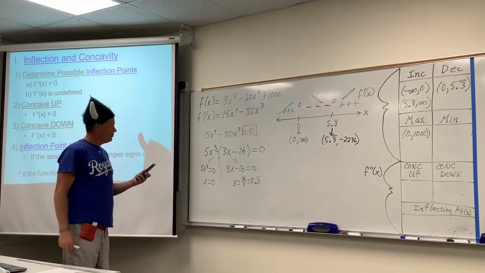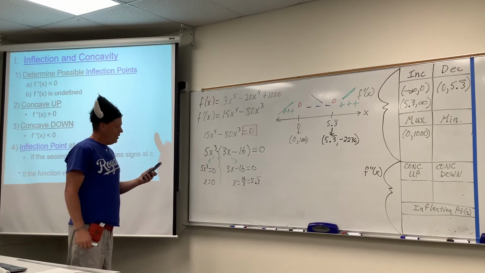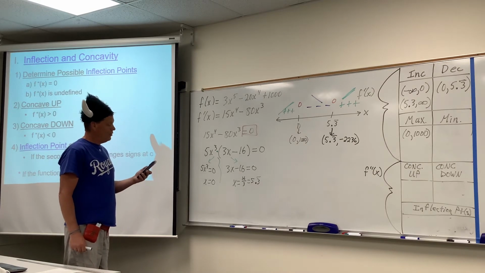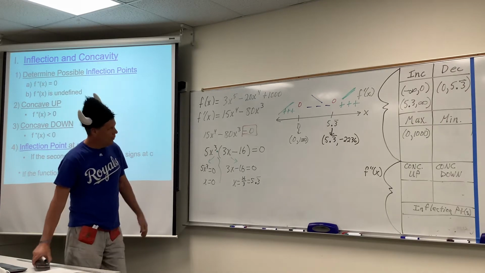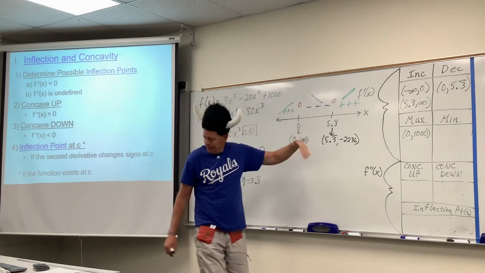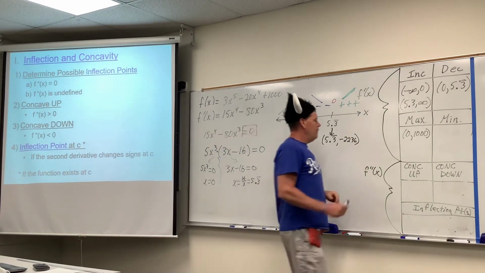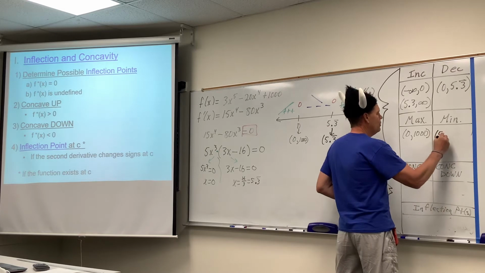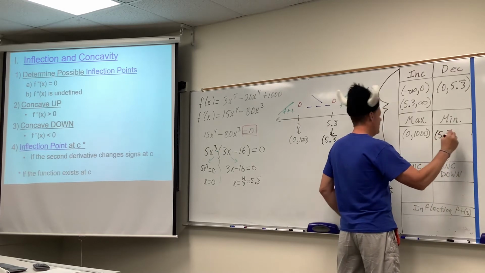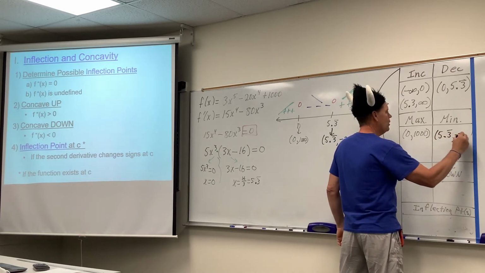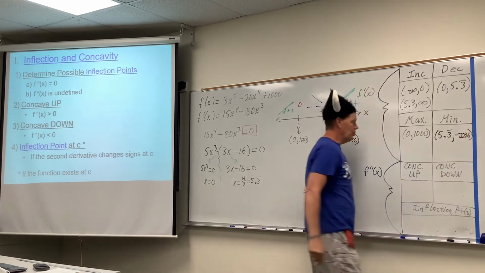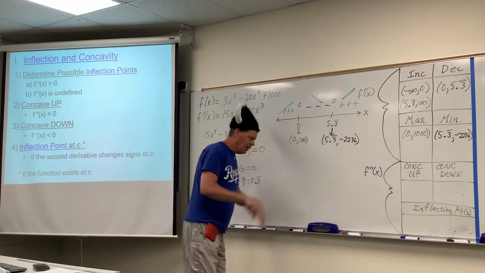By the way, I put 5.3333 forever in there. I'm double checking. Yeah, I think that's good. All right, now what? Minimum, isn't it? Wouldn't that give us a minimum type of point here? So, 5 1/3, comma, negative 2236. Boom. First derivative. Been there, done that.